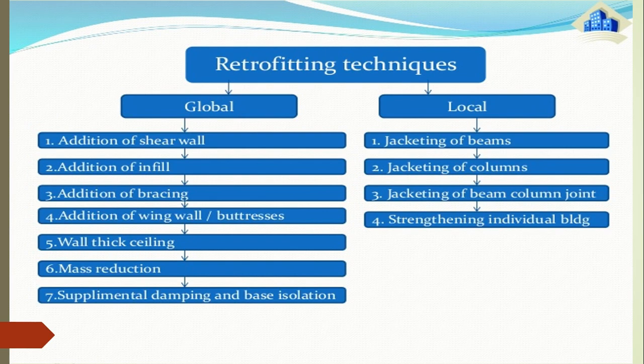In some question papers, it has been asked about the different types of retrofitting techniques. So one is the global technique and the other one is the local technique. The global technique is by addition of shear walls, addition of infill, addition of bracing, addition of buttresses, wall thickening, mass reduction, supplemental damping and base isolation. While the local one is made up of jacketing of beams, jacketing of columns, jacketing of beam column joints and strengthening the individual building.